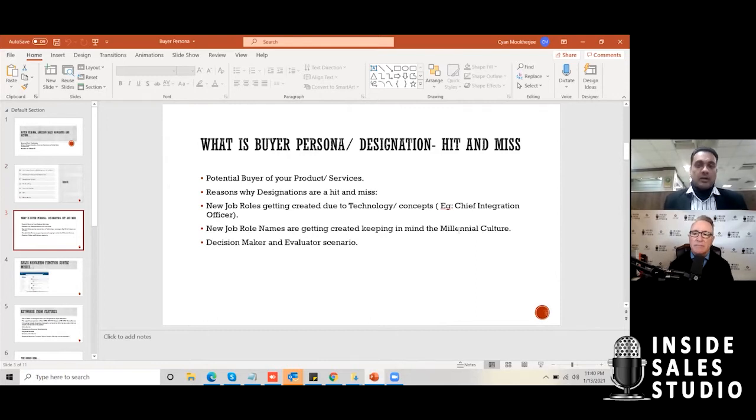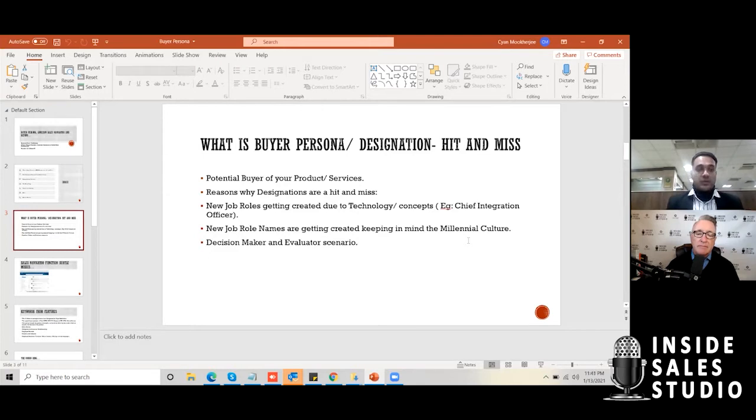The buyer persona is like the potential buyer of your product or your services. But the problem with designations is that if you reach out to a typical designation, that person is already bombarded with lots of emails. So we try to find other designations or prospects who can also be either a buyer or an evaluator of your product, which puts you in front of the organization which you are trying to target.